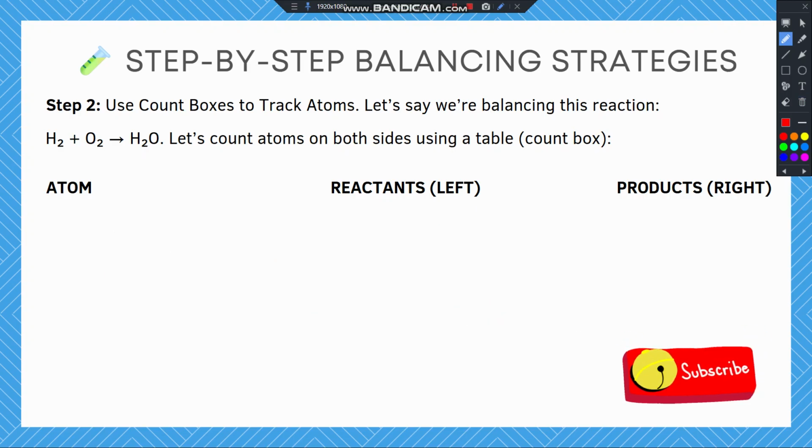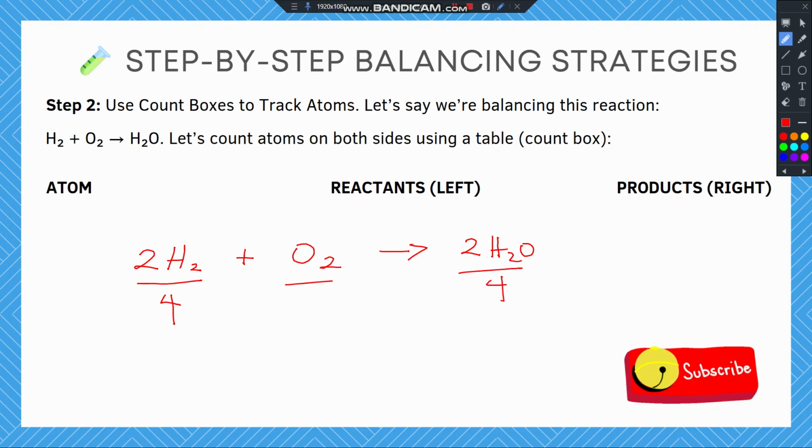So let's write out the full equation now. We have 2H2 plus O2 giving us 2H₂O. This is our full balanced equation. Every element is now equal on both sides. Hydrogen over here has 4 atoms, and on the right hand side has 4 atoms. Oxygen here has 2 atoms, and on the right hand side also has 2 atoms.